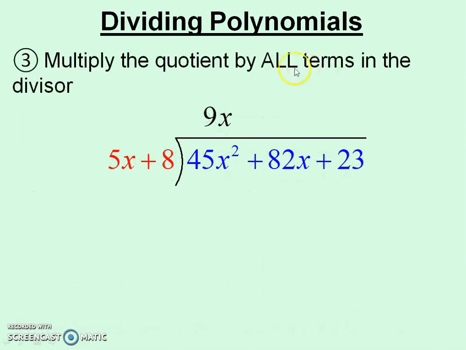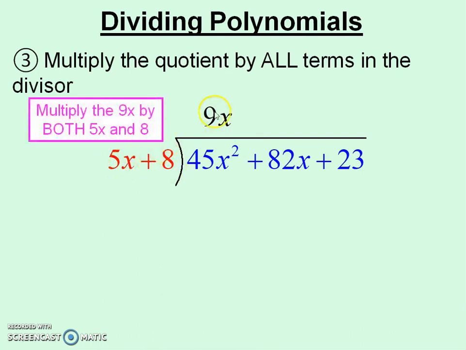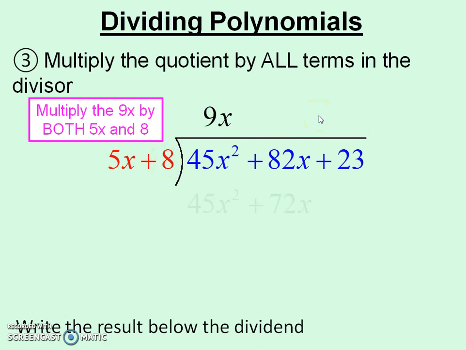Step 3 is that now I multiply the quotient, this 9x that I got, by all of the terms in the divisor. In this case, both of them. So I'm going to multiply 9x times 5x and by 8. 9x times 5x is 45x squared, and 9x times 8 is 72x. And I write those below the dividend here. So 9x times 5x and 9x times 8 goes here.